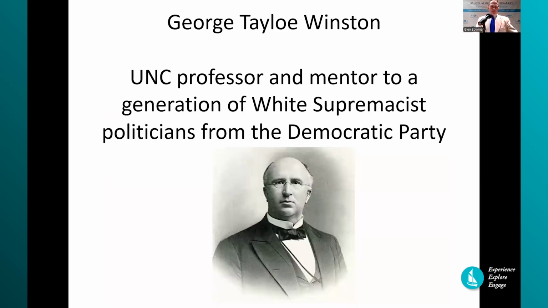But it was about what was offered at that institution. And there was a very important professor named George Winston, who was actually a mentor to a generation of white supremacist leaders, politicians who found a home in the Democratic Party in North Carolina. It's a picture of Professor Winston.